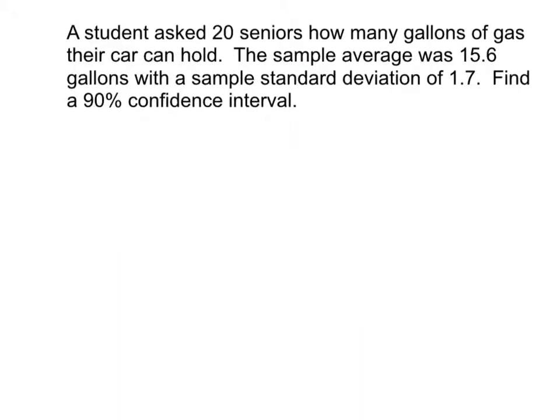Imagine you're faced with this problem. A student asked 20 seniors how many gallons of gas their car can hold. Sample average was 15.6 gallons with a sample standard deviation of 1.7 gallons. Find a 90% confidence interval. Now, whenever you see a sample standard deviation, something that doesn't imply it's the population standard deviation, you know that this value right here, this s, not sigma, is going to require a confidence interval based on the t-distribution.